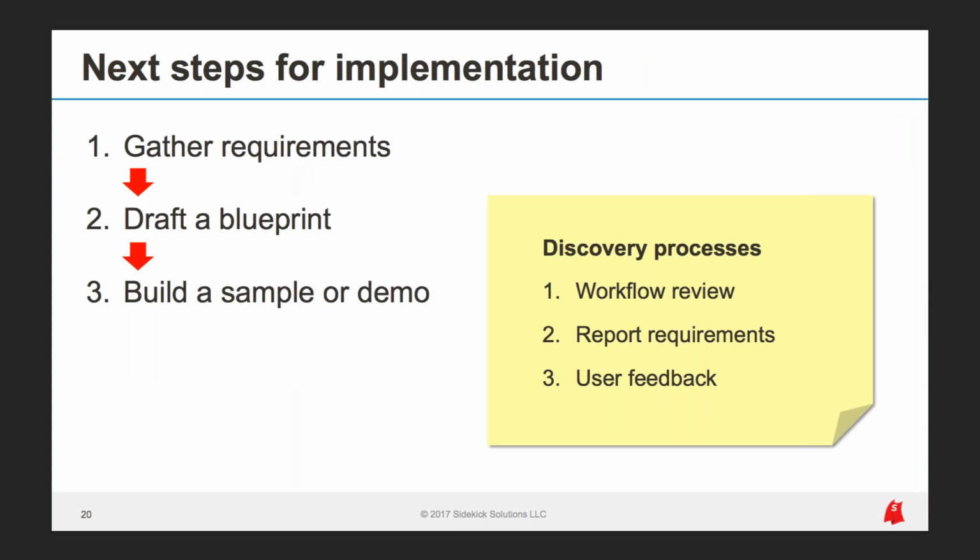So if these feel like a fit in your Apricot database, what do you do next? We recommend taking a look at a three-step process. Number one, gather some requirements. Before you go anywhere, you need to do some discovery. Once you've done that discovery, draft a sketch, put a blueprint together.